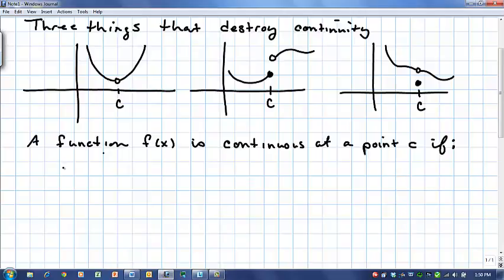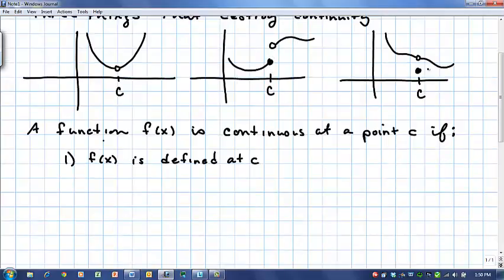So the first rule we have to have is that the function f has to be defined at c, because if it's not defined at c, then we don't have continuity, as in example 1 here. However, that's not enough, because this function here and this function here are both defined at c, but they're still not continuous. So we have to have something else.